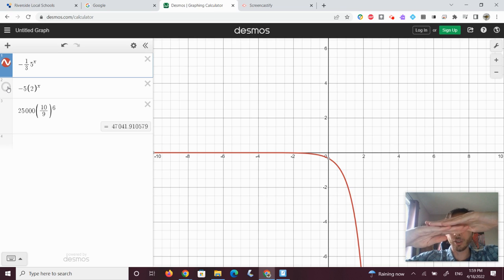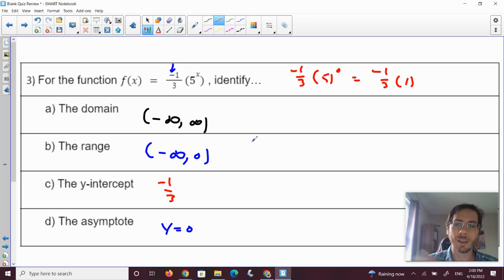For the range, it's going to go up to 0 and then down to negative infinity. So that seems pretty good. The asymptote's pretty clearly at the x-axis. And negative 1/3 right there is the intercept. So that's pretty good.